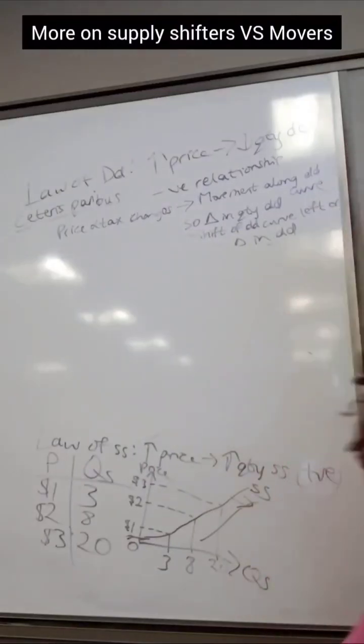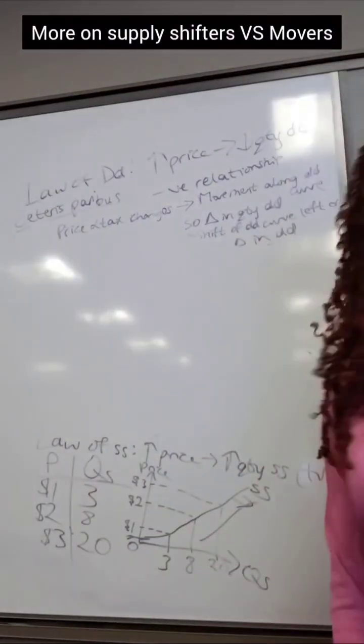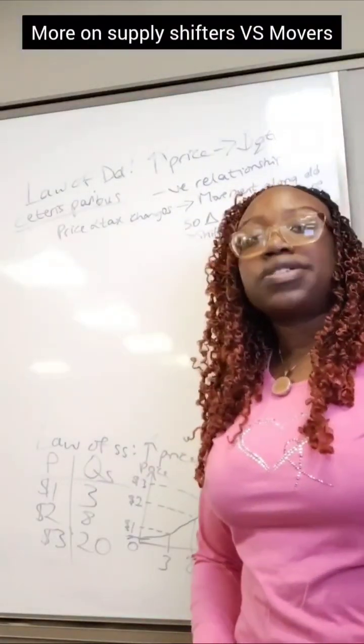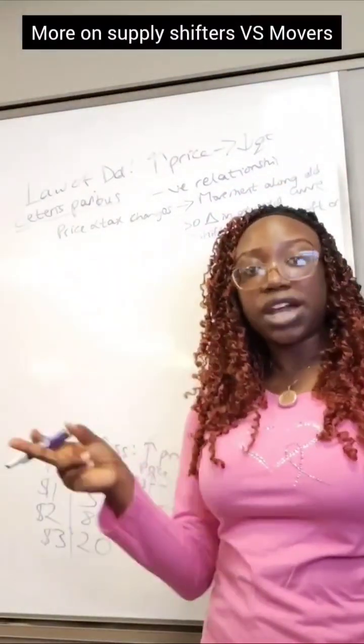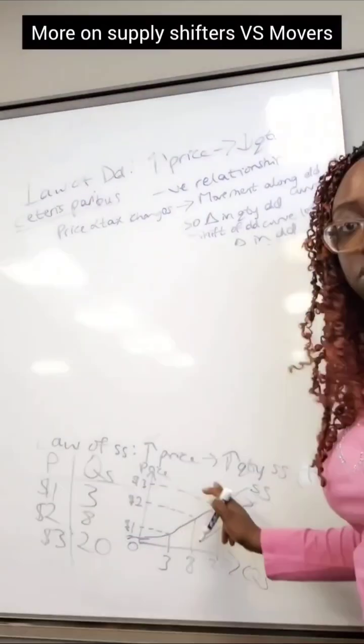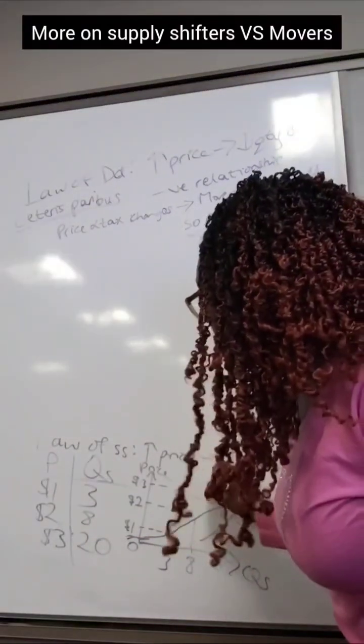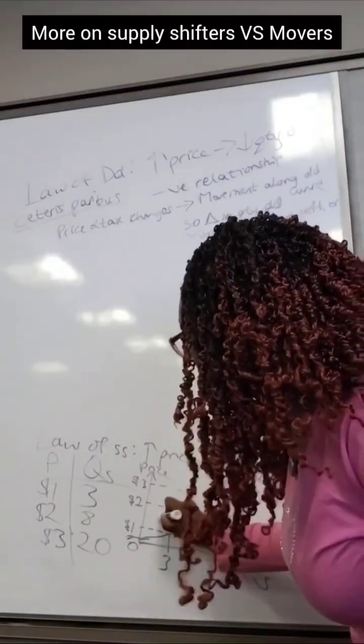At the same time, let's say the technology has a fault, or the number of sellers reduced in the market, then the supply, remember, any other thing apart from changes in price, the supply, not quantity supplied, the supply is going to shift to the left, okay? It's going to shift to the left.